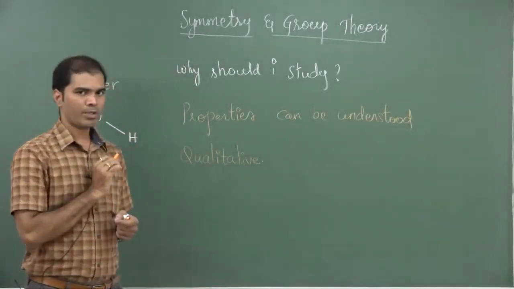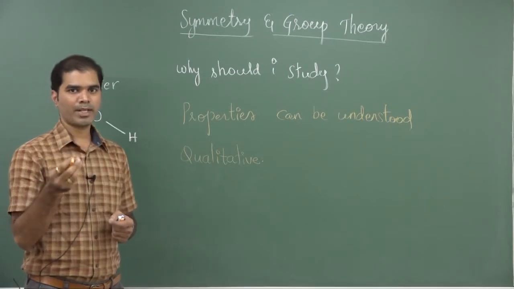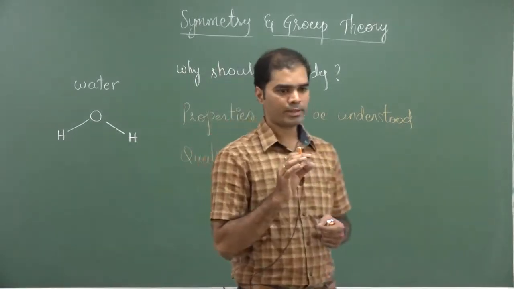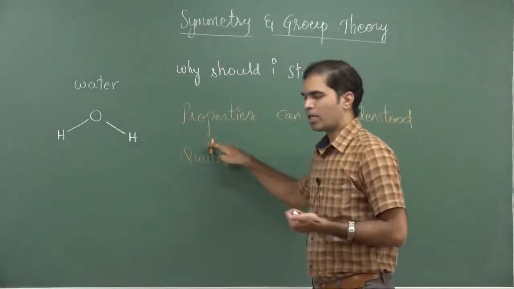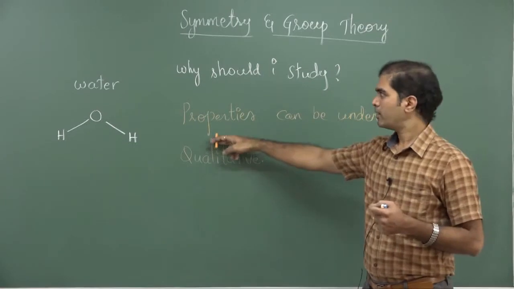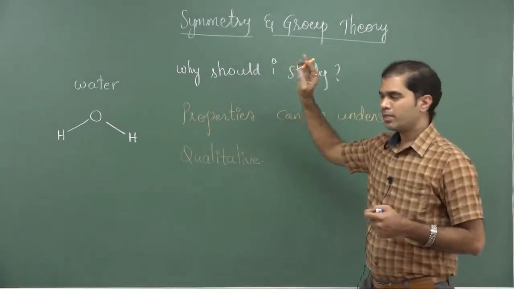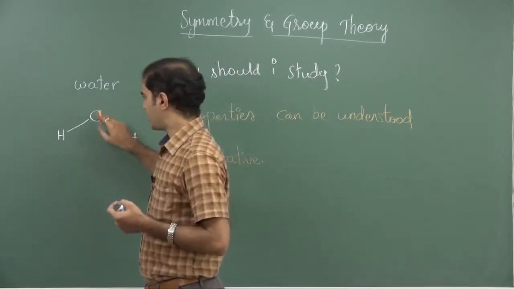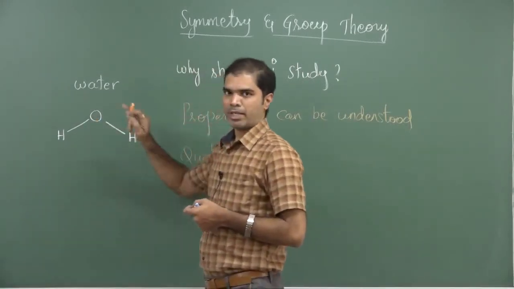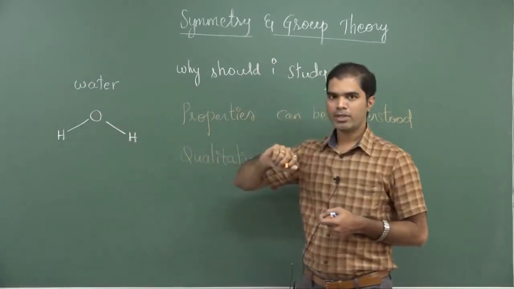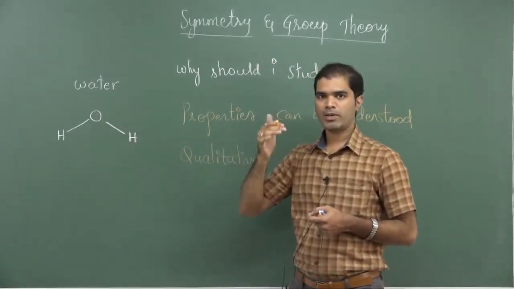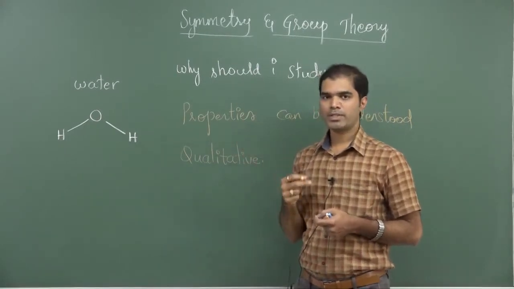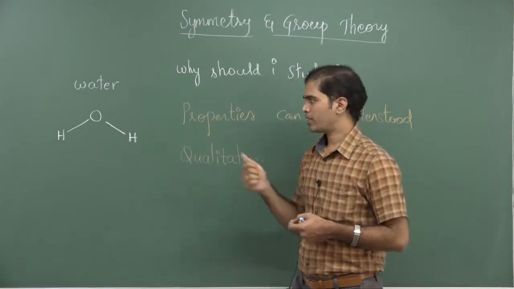But just by looking at the molecule, if I want to say whether it is optically active or inactive, or whether it is polar or not, that can be done with the help of symmetry. So if I know the symmetry of a particular molecule, I can say whether it is optically active or not. I can say whether it is polar or not, or whether it has any stereoisomer or not. If a stereoisomer is present, how many stereoisomers are present? That can also be understood.